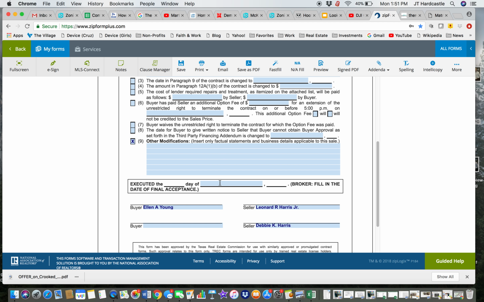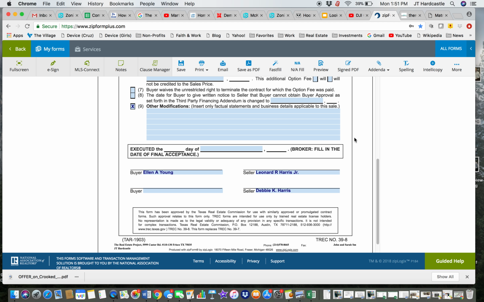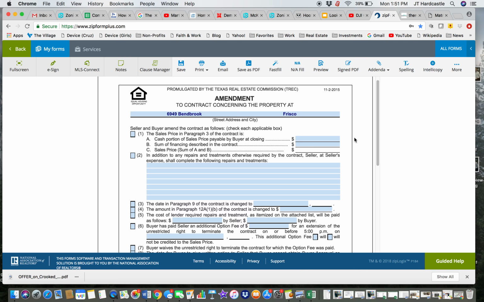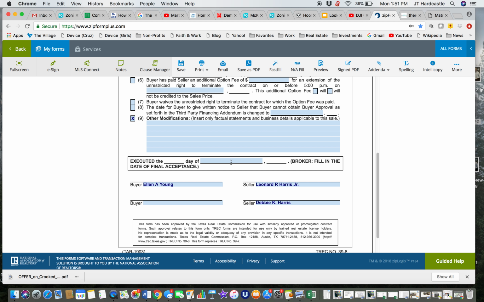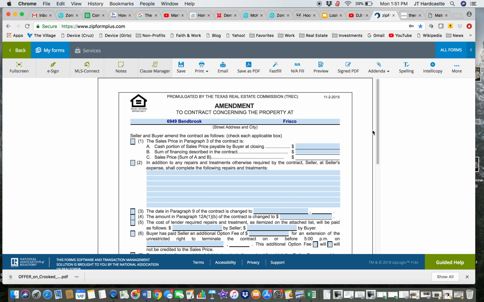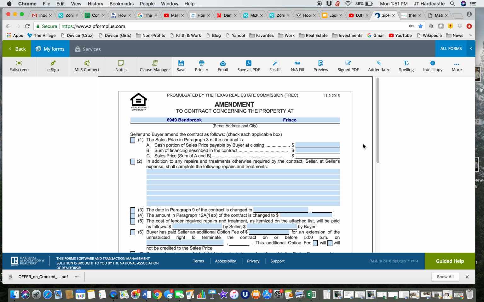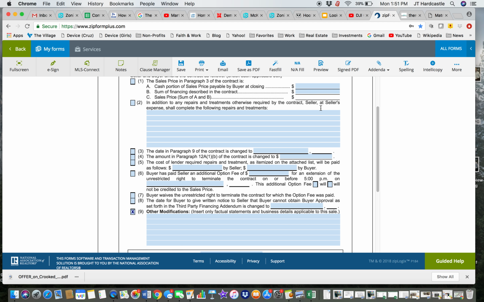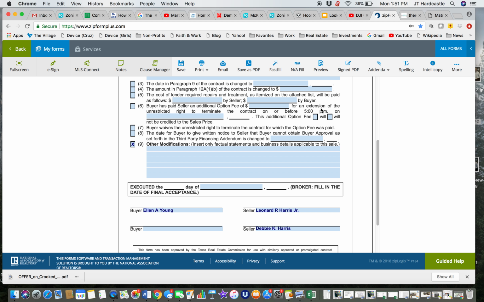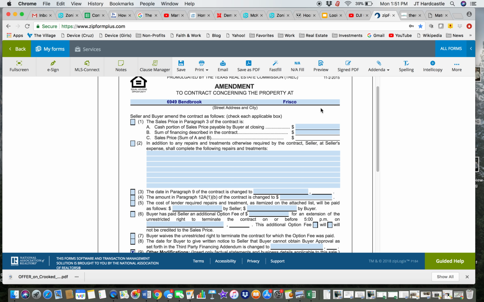And again, this is another document that needs to be executed just like the original contract was. So once both parties have signed, this document will be executed. And that is generally it. Please remember that once you have executed the original 1-to-4 family contract, you are not supposed to add anything to that document. So this is where we adjust anything on that contract that we need to deal with. We use the amendment number 1 for that.